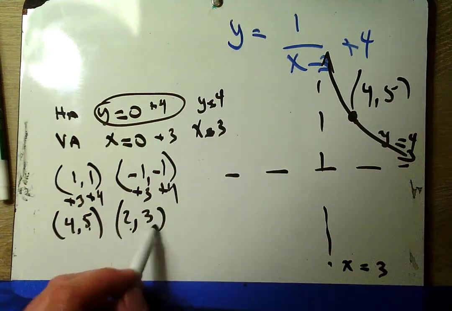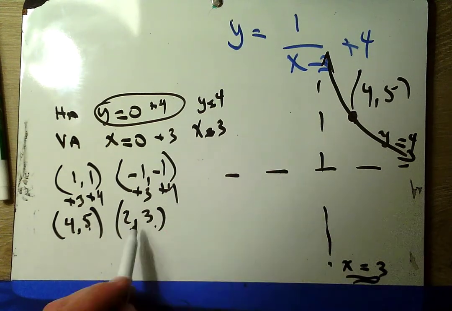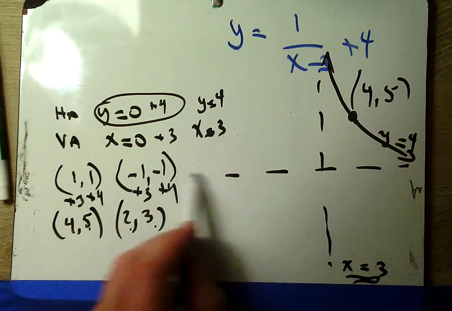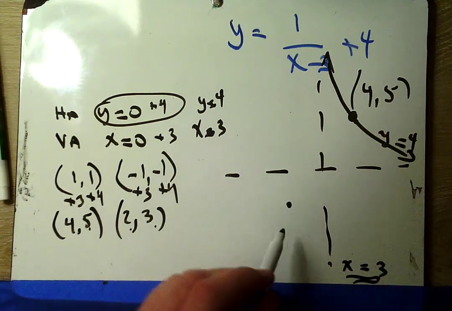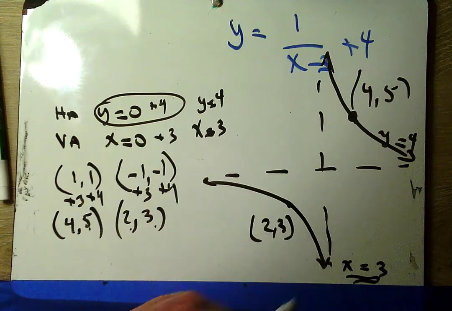And so we've got this point here at 4, 5. And then we have this point at 2, which has to be to the left of 3. Well, if this is y equals 4, then 3 is going to be down here. 2, 3, and bend to the asymptotes.